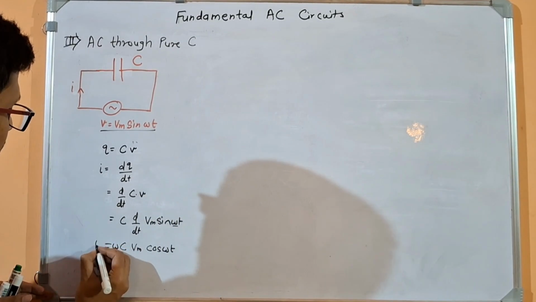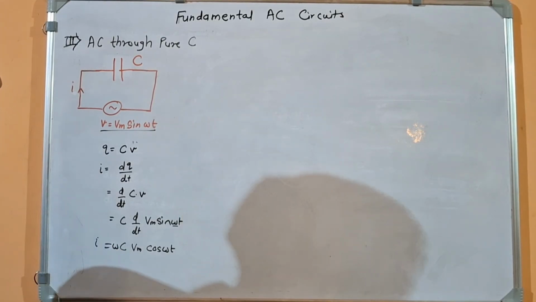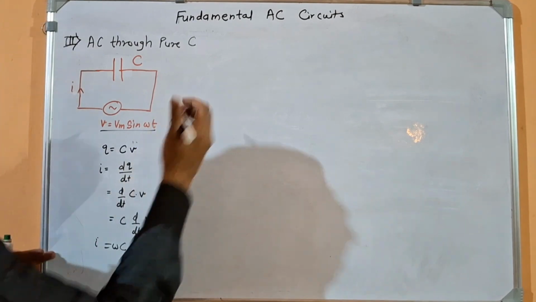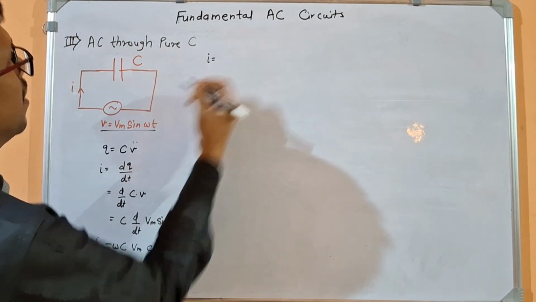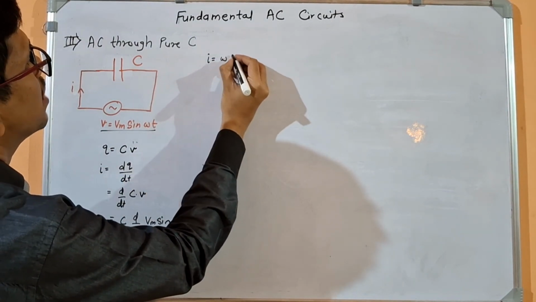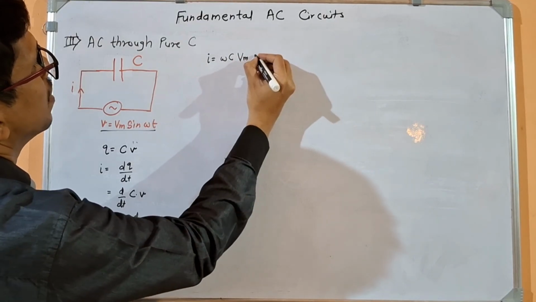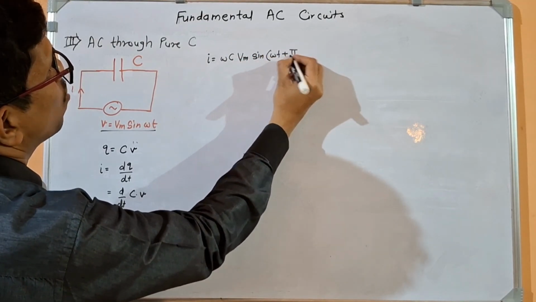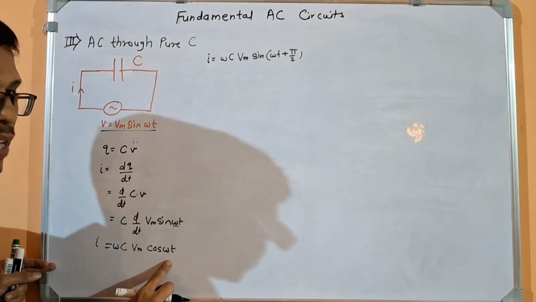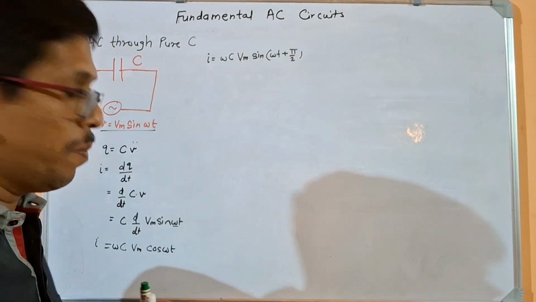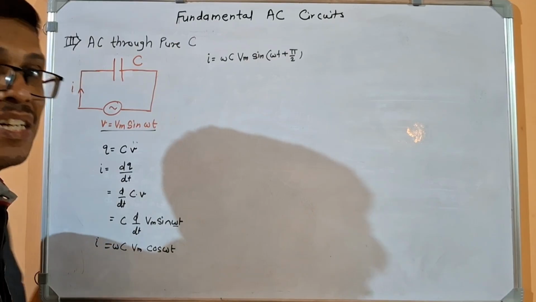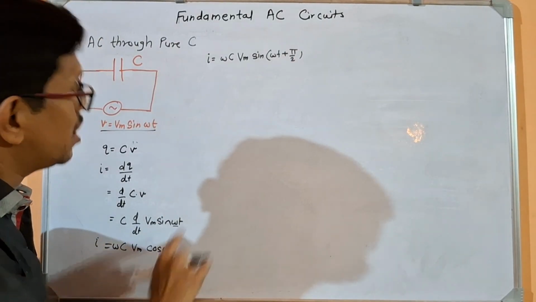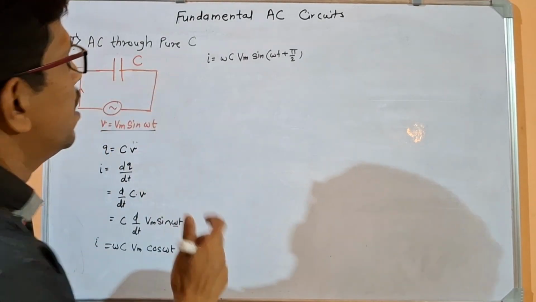Now again the requirement is that the current should be in standard sine waveform. So we have to write the current as omega C Vm sin(omega t plus pi by 2), as this is positive cos omega t. In the inductive case we had minus cos omega t, that's why we wrote minus pi by 2. Here it is positive, so I will write plus pi by 2.